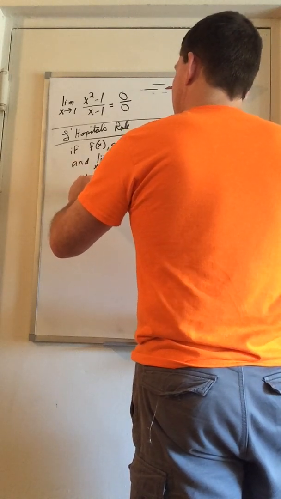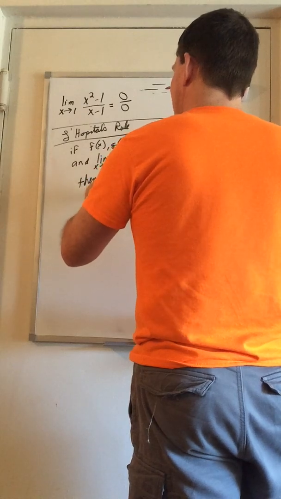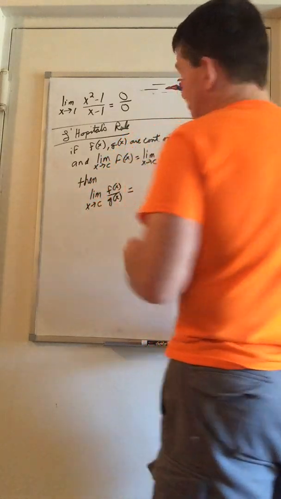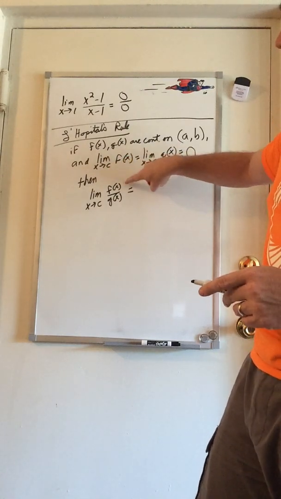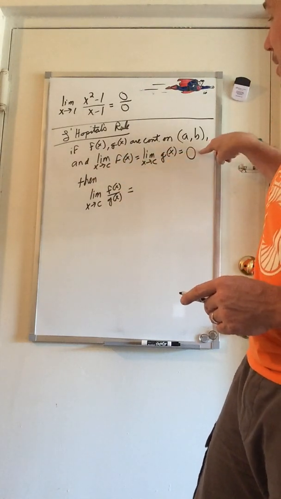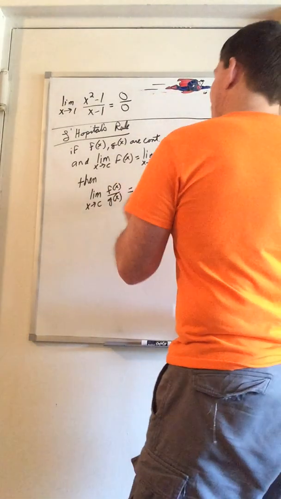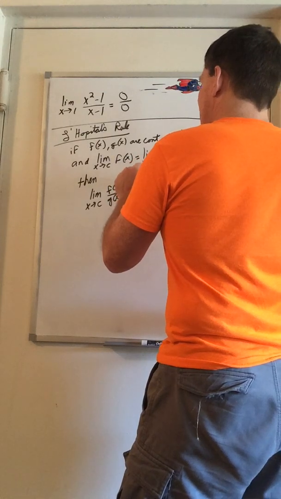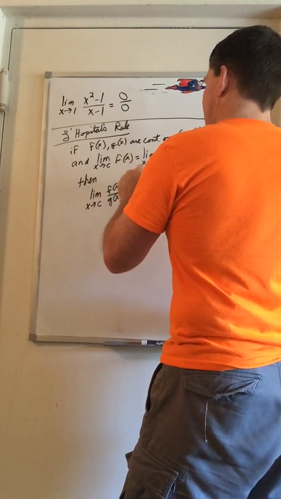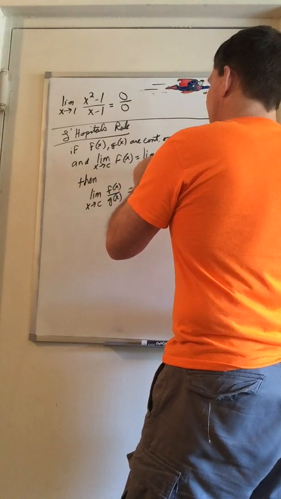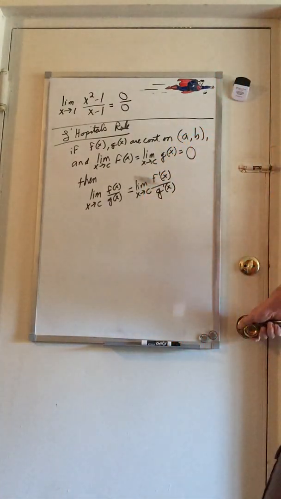then the limit as x approaches c of f of x over g of x, which would be 0 over 0, which is indeterminate, then L'Hopital's rule says this is equal to the limit as x approaches c of f prime of x over g prime of x.